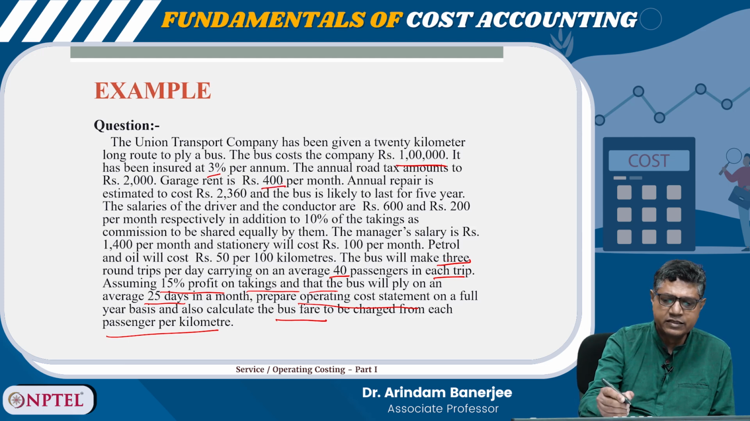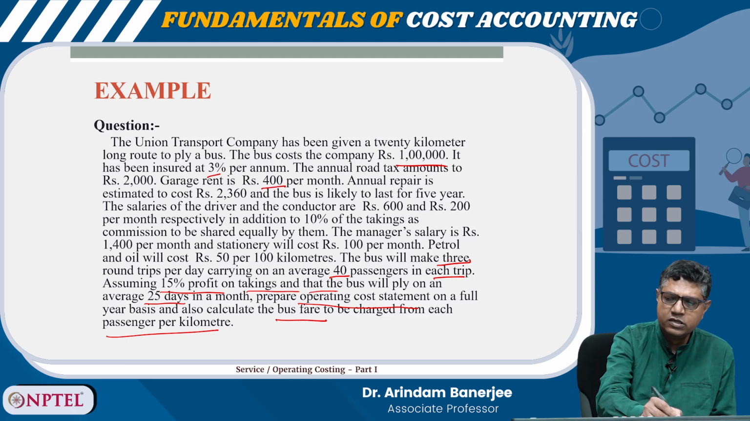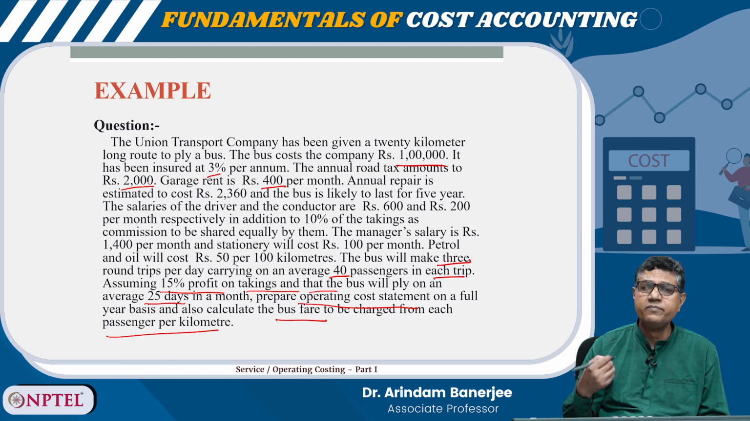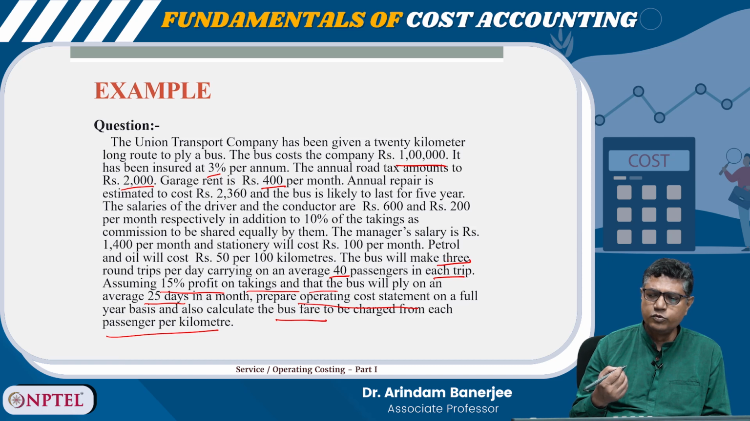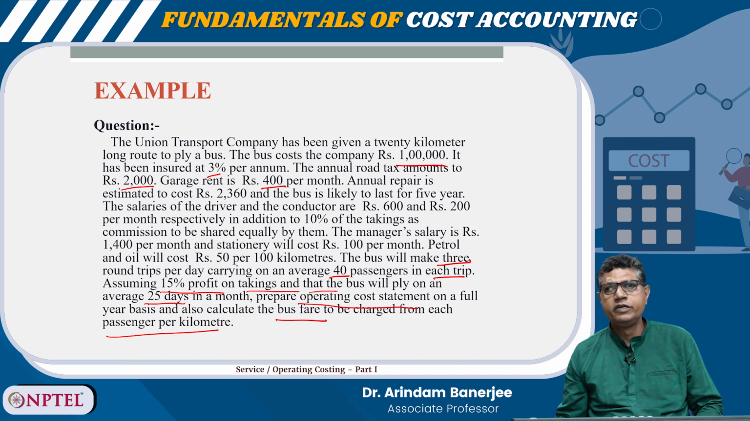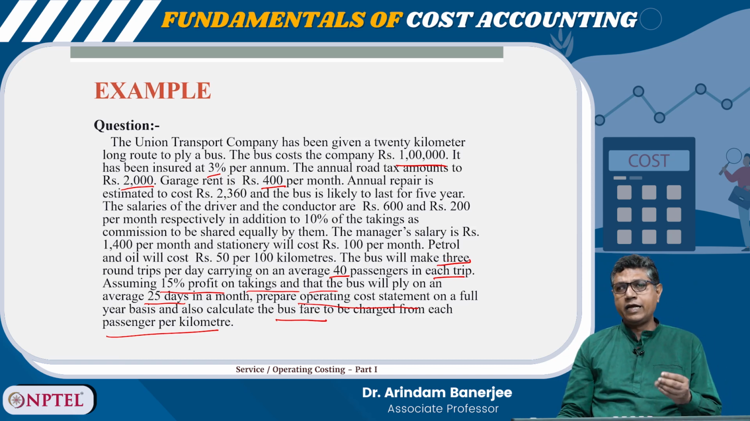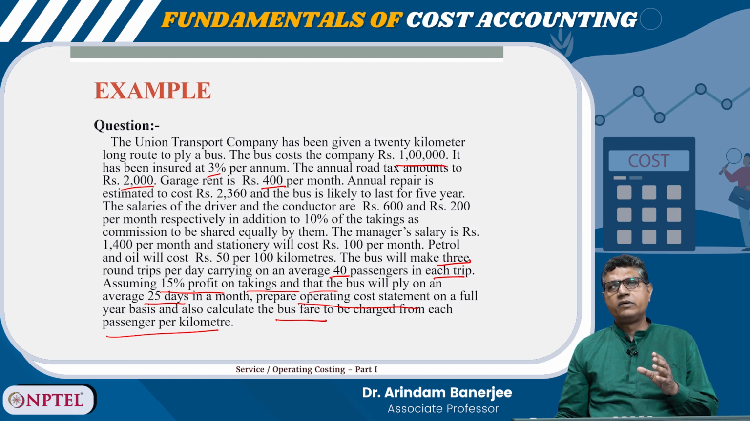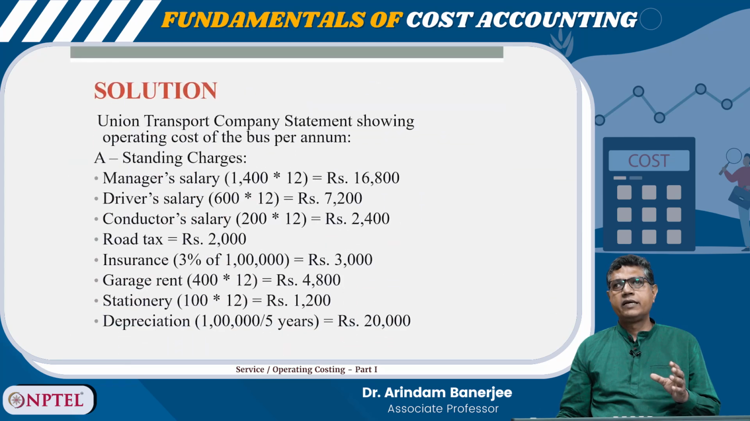You can observe from here that some of the expenses are fixed in nature, like garage rent, for example. The annual road tax is fixed. Whether the bus moves or not on the road, this has to be paid. So we need to segregate. That is why the segregation of fixed cost, variable cost and semi-variable cost is important.